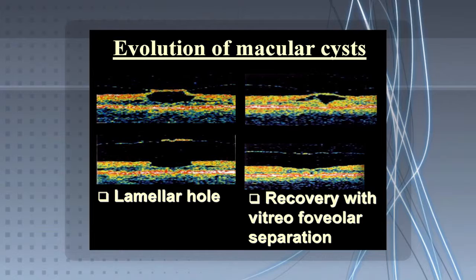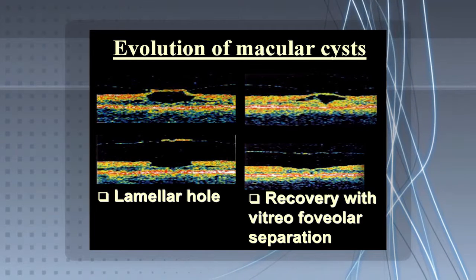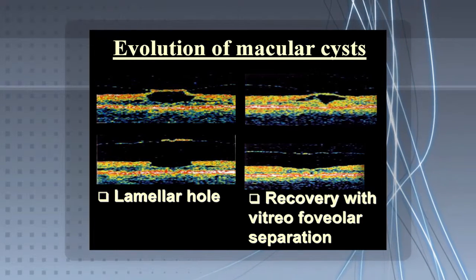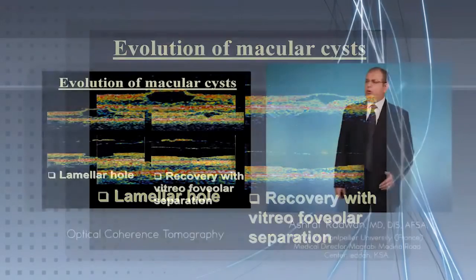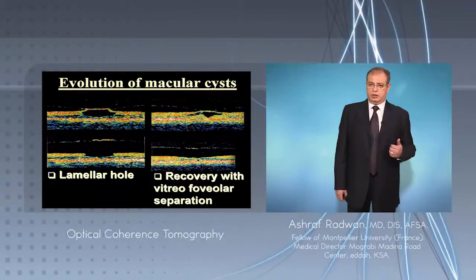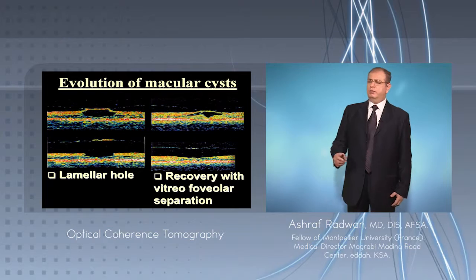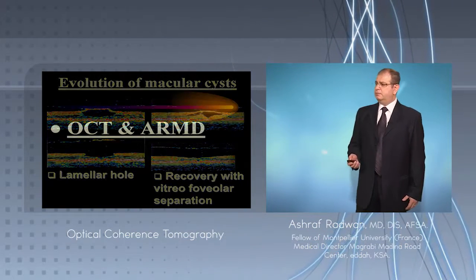So the cyst appearing could either go on to form a lamellar hole, or it will resolve spontaneously, or it forms a full thickness macular hole at the end.